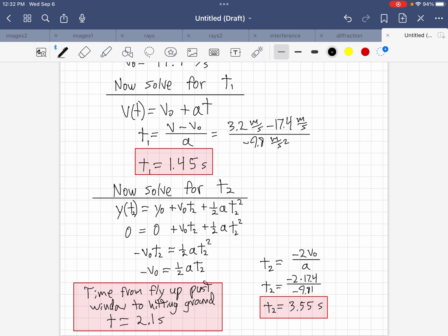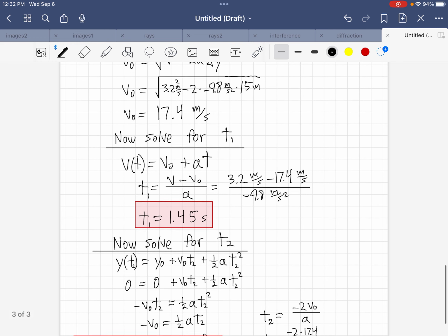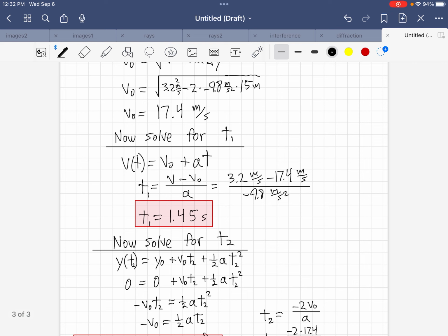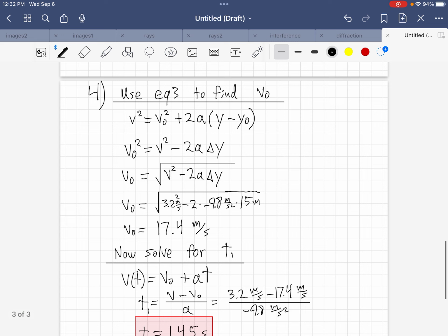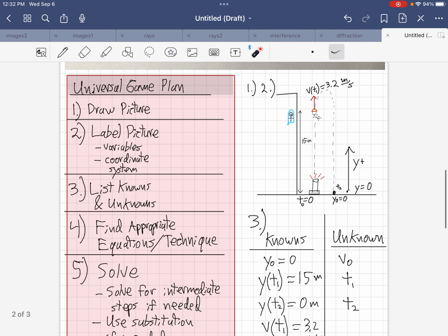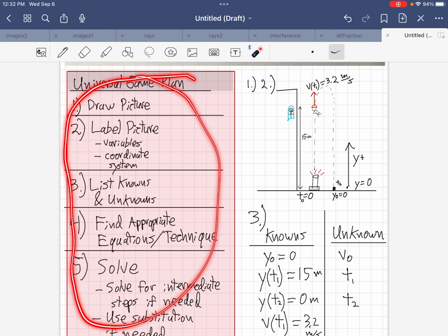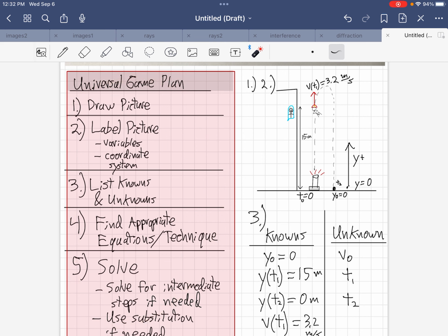So I would encourage you, when you're reviewing videos like this, to not necessarily think that the way we solve a specific problem is going to be the exact way we solve other problems, right? We might get another problem where using this equation first wouldn't make any sense at all, right? It depends on the problem. Follow this universal game plan on almost every physics problem we do, and you should be okay. And this key step of finding the appropriate equation to use, right?